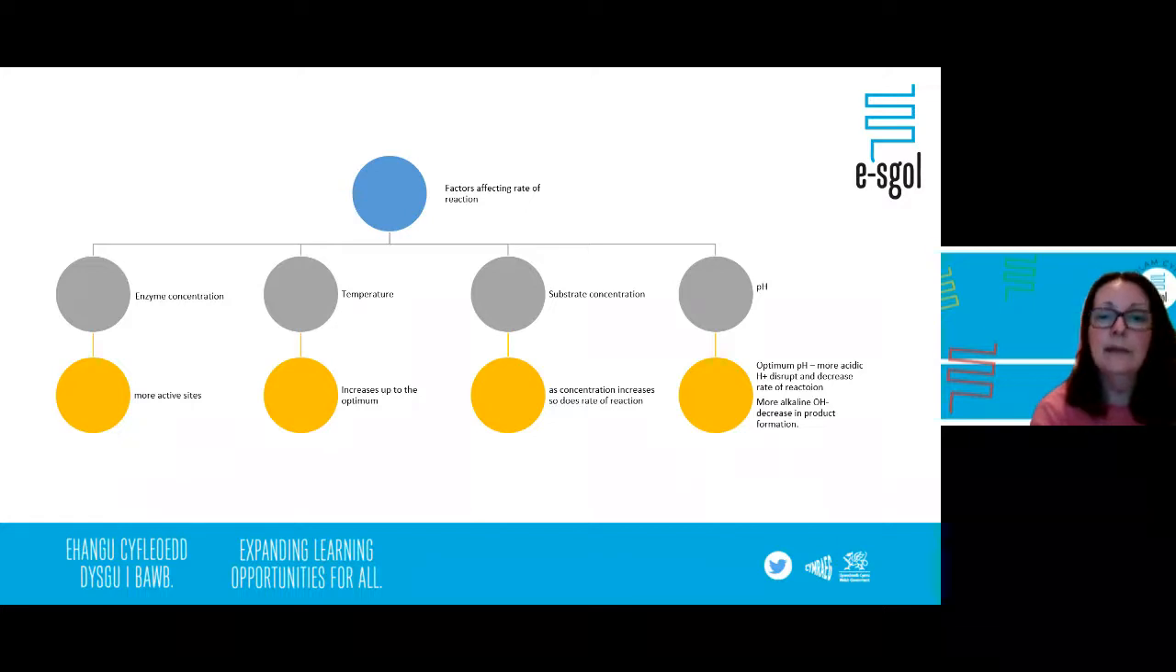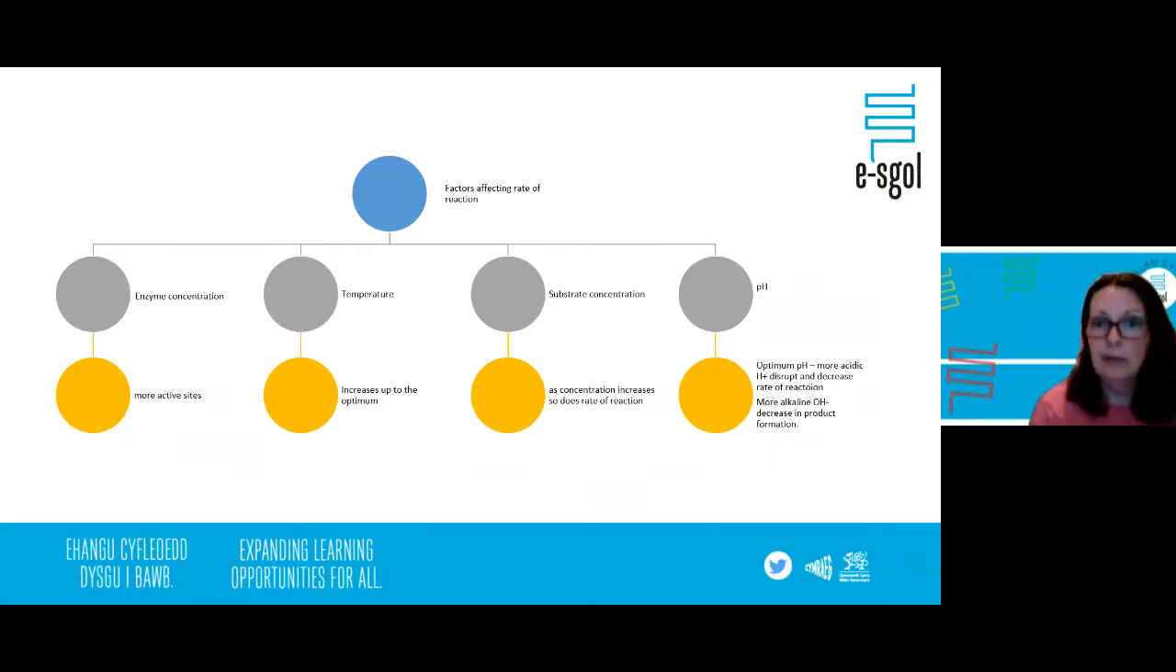So if enzyme concentration increases, what does that mean for a particular reaction? Well, if you've got more enzymes, then you will have more active sites. So that means a reaction can go faster. More enzymes or an increased concentration means we'll have more active sites, which means more enzyme substrate complexes can be formed and therefore more products.